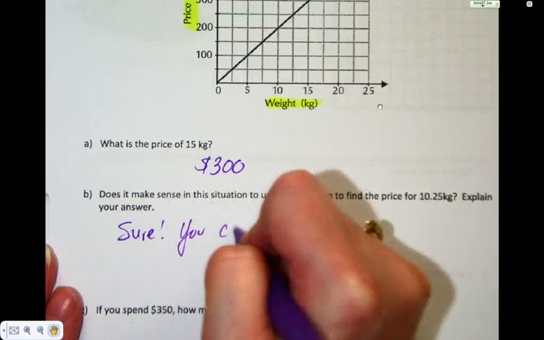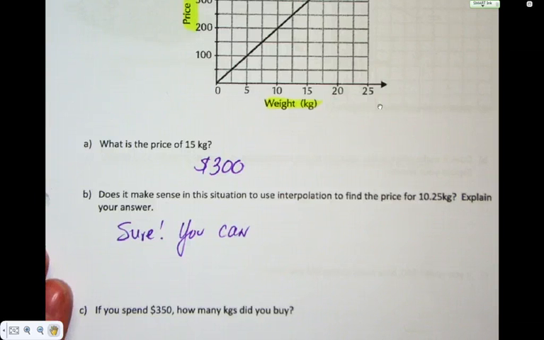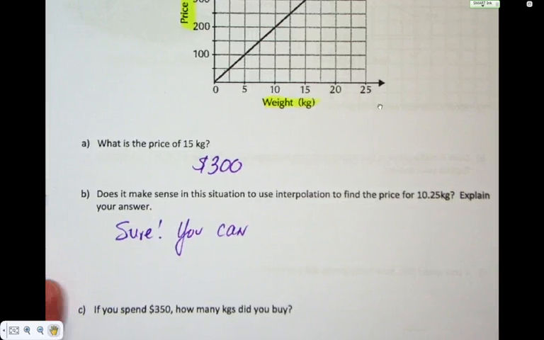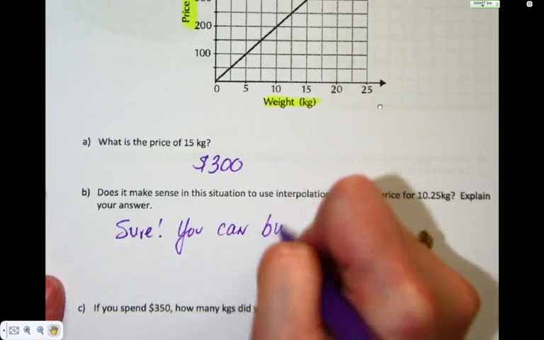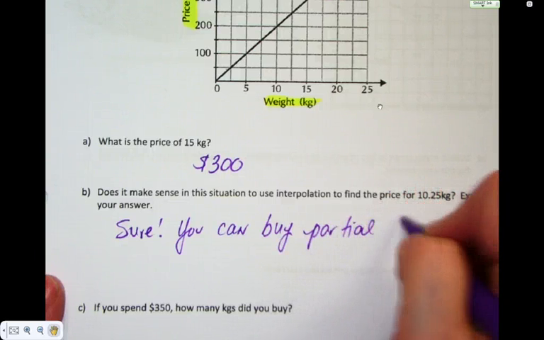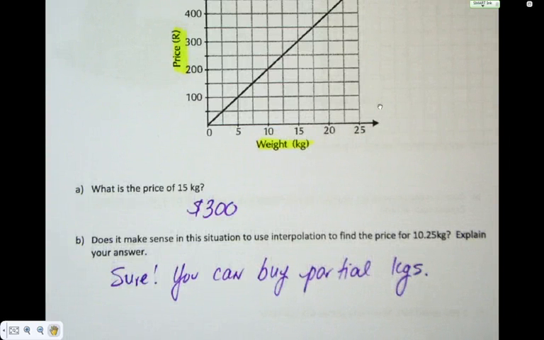You can, I heard somebody say. Now it all goes quiet. You can buy partial kilograms. What's the measurement that's a partial kilogram? What's smaller than a kilogram? A gram, right? So you can buy something in grams. So get the answer, turn and talk.